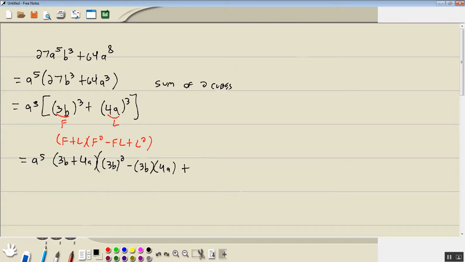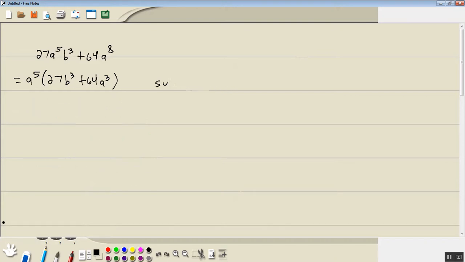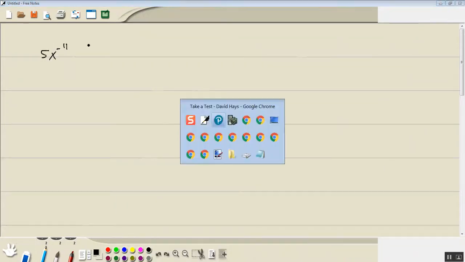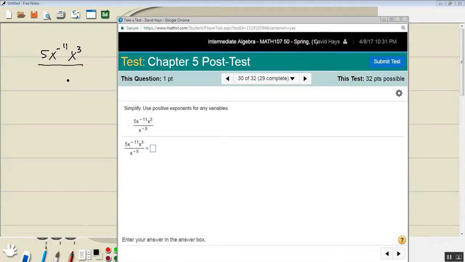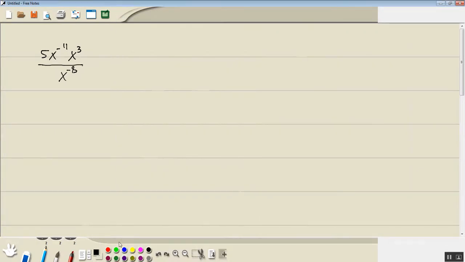Let's take a look at this one. I got 5, x to the negative 11, x to the 3rd, over x to the negative 8. Well, first off, we don't like negative exponents, so let's handle those. I'm going to take this x to the negative 11 down below, and I'll take this x to the negative 8 up on top. Now, when you move anything opposite where it's at in a fraction, the sign of the exponent changes. So this x to the negative 8 becomes x to the positive 8. This x to the negative 11th becomes x to the positive 11th.